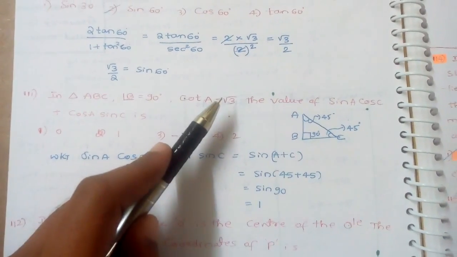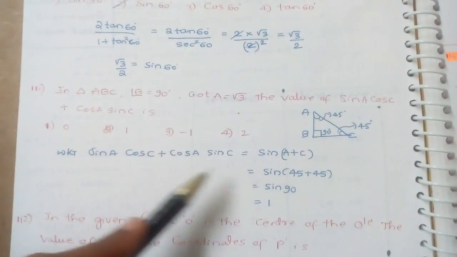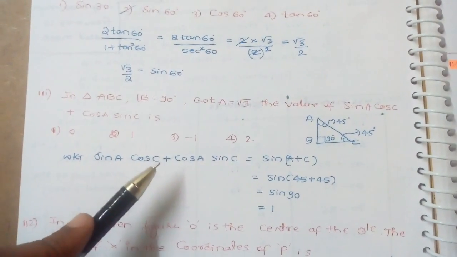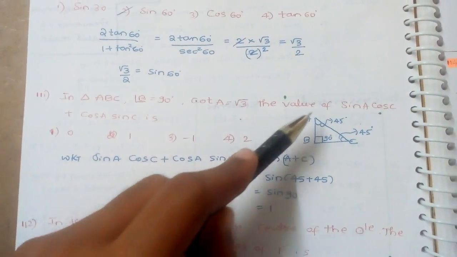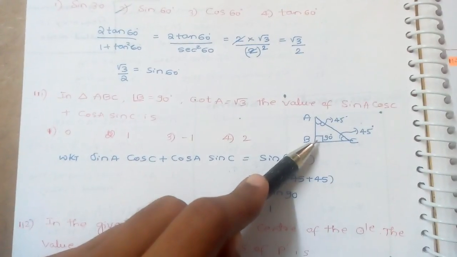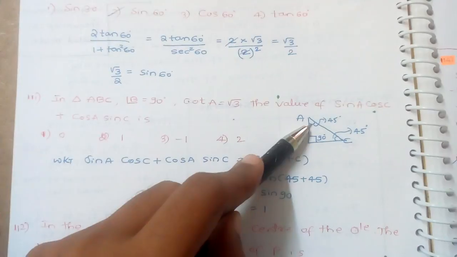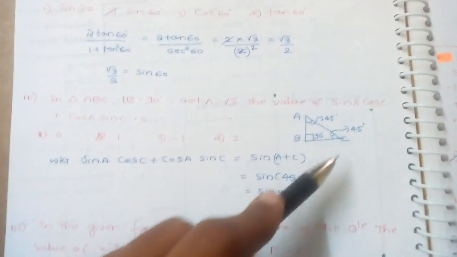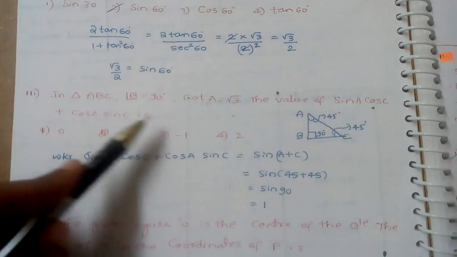In triangle ABC, angle B is 90 degree, and cot A is root 3. The value of sine A cos C plus cos A into sine C. You know that sine A cos C plus cos A sine C is sine of A plus C. So A is 45, C is 45, because this is a right angle triangle with B 90 degree, it means the remaining angles must be 45 degree each. So it's of the form sine 90. Sine 90 is 1. So the answer is 2.